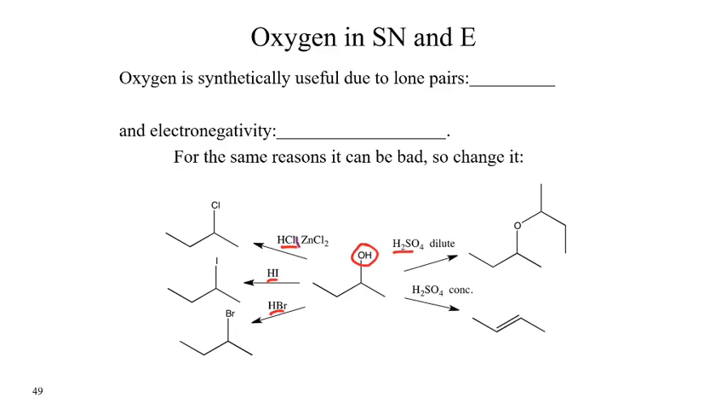You'll notice that some of them come in with extra pieces, like for HCl, we need zinc chloride. Why do we need zinc chloride? Well, we need a catalyst because even the chloride isn't a strong enough nucleophile to eject the water easily. The zinc chloride comes in and makes that oxygen an even better leaving group.